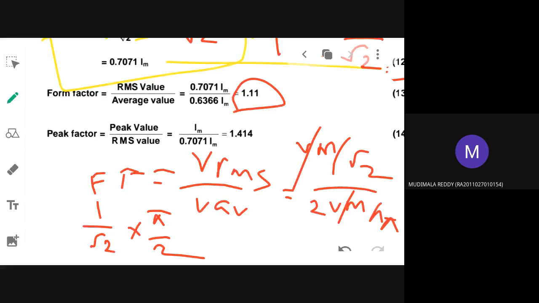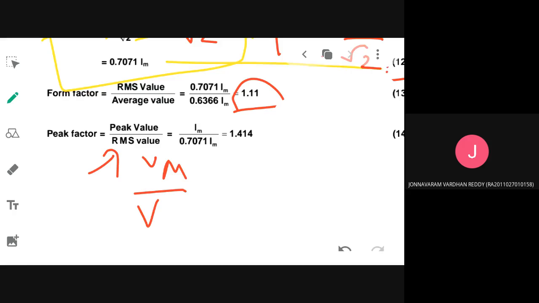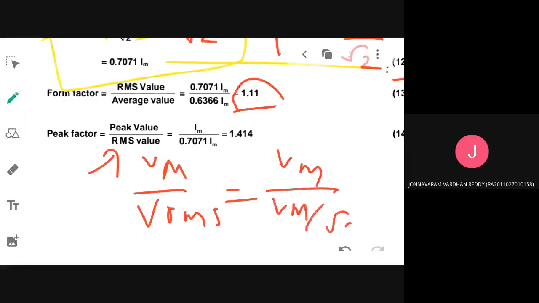Similarly, you do the derivation for peak factor. What is the formula for peak factor? Peak factor is given by peak value divided by RMS. So Vm divided by RMS value is Vm divided by square root of 2. Vm will get cancelled. So what's the answer? Square root of 2. So what is square root of 2 equivalent to? 1.414. So this is how you have derived.